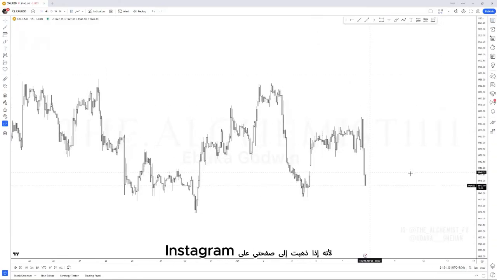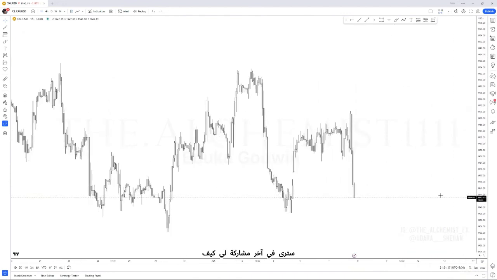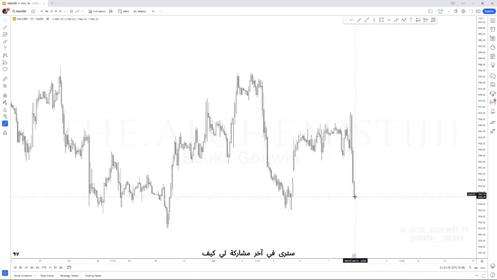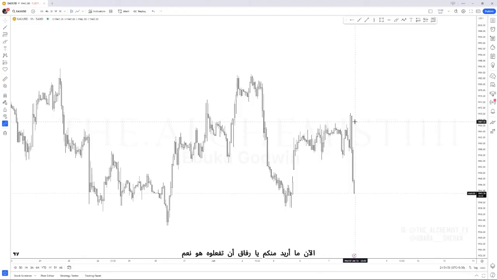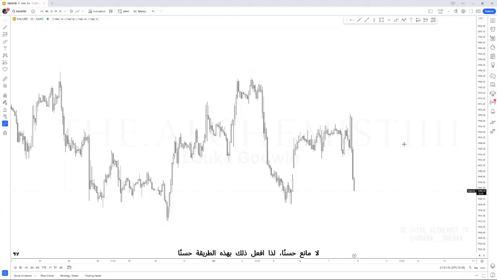Okay, because if you go to my Instagram page, you will see on my latest post how I have used, I think, even M15 and M30 trend lines to trade GBPUSD and EURUSD. You can see that if you go to my Instagram page. But now what I want you guys to do is, whatever pair it could be, I don't mind. So do it that way.